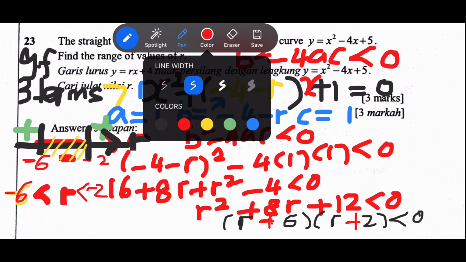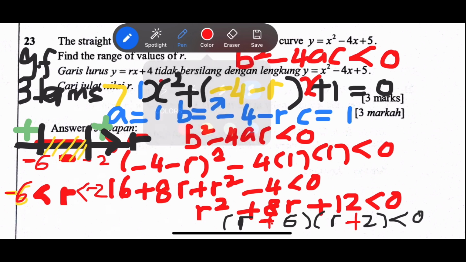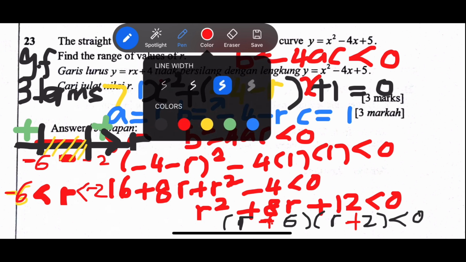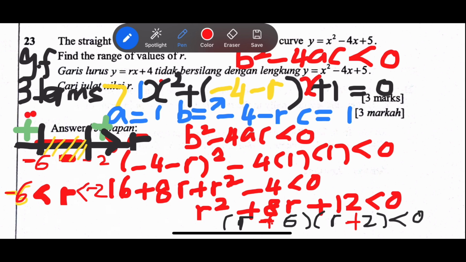The left and right is always positive, so more than 0. Okay, so we want less than 0. Less than 0 is negative. So when you draw the curve, you get a U shape. The part where the red line is below the x-axis is the one that I shade. It means it's less than 0.